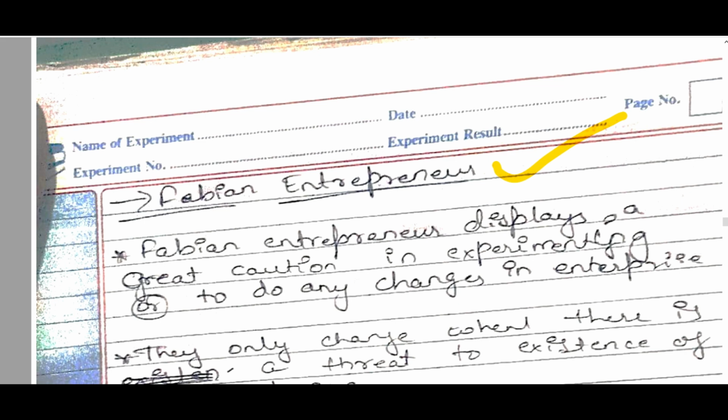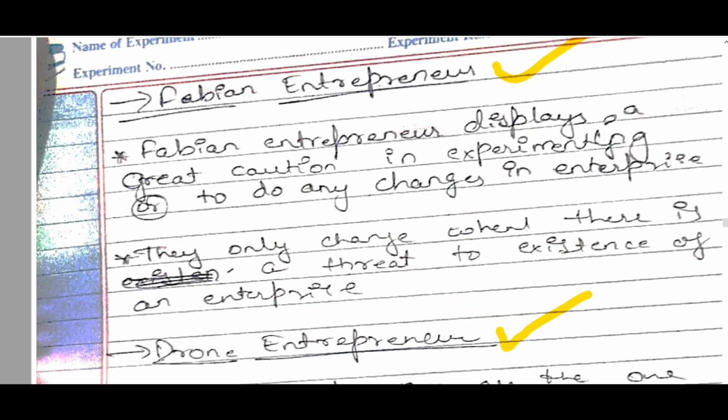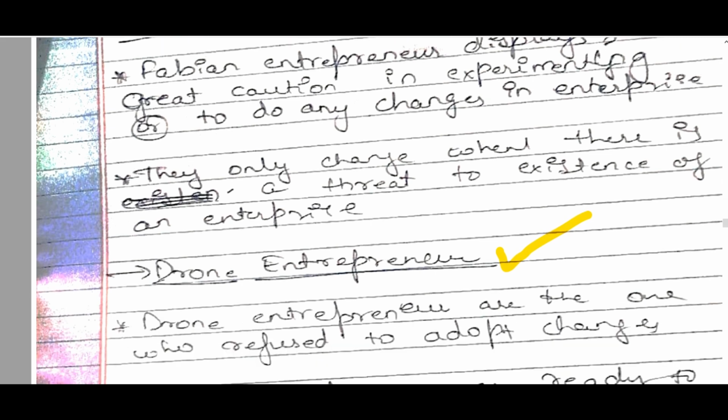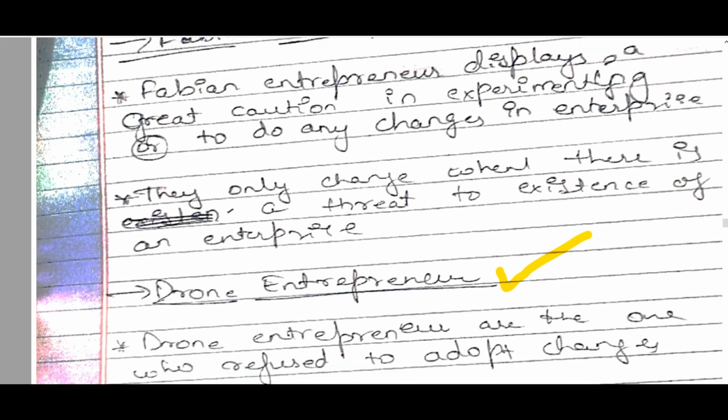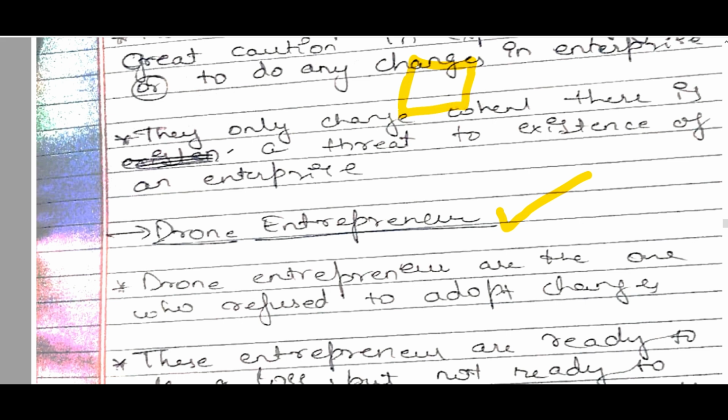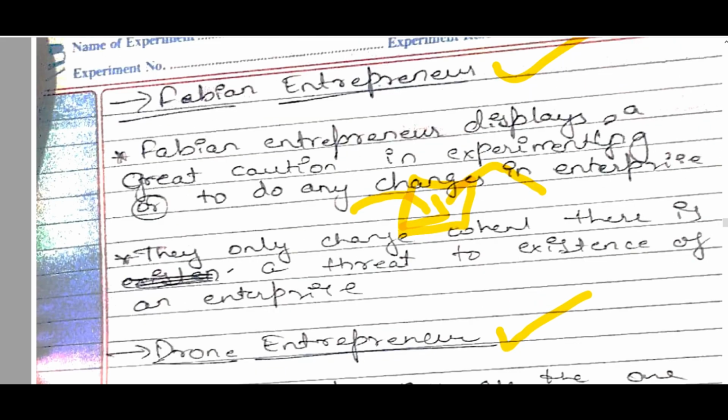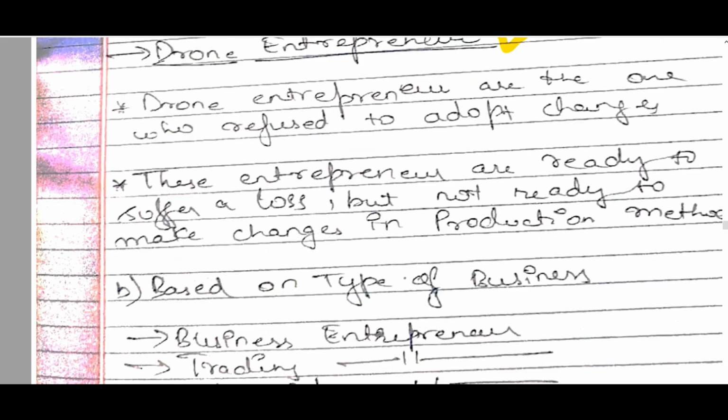Fabian entrepreneur. Fabian entrepreneur is the one who resists change, or displays great caution in experimenting or making any changes in an enterprise, like BSNL. BSNL was not ready to make a change from 3G to 4G. They only change when there is a threat to their existence. They changed only when BSNL was at the verge of shutting down or going bankrupt. So BSNL is a Fabian entrepreneur. He changes only when there is a threat to his existence.